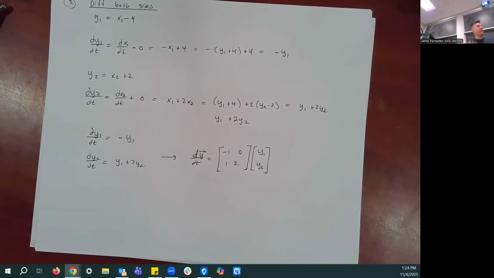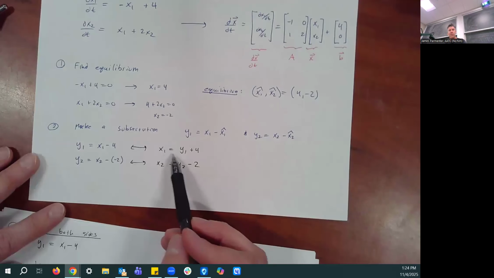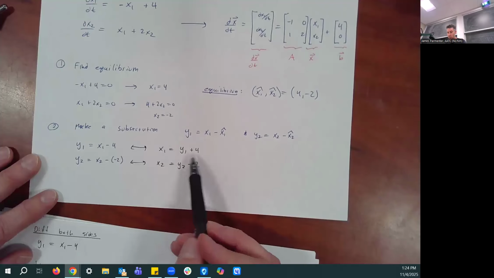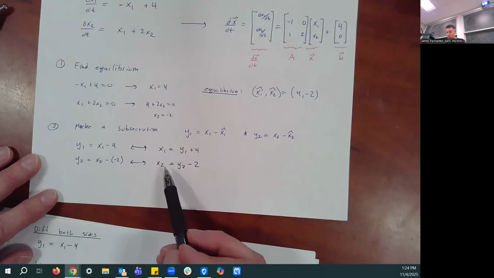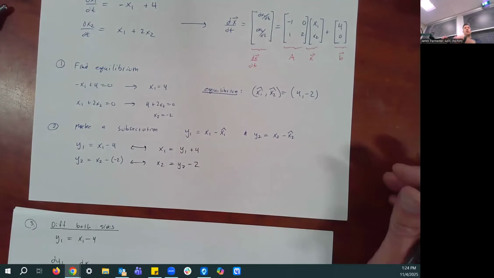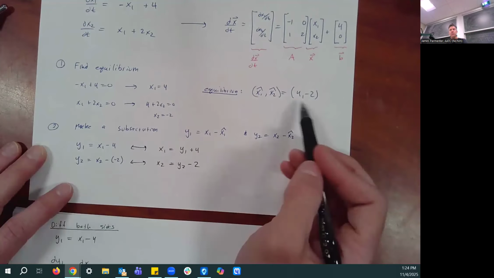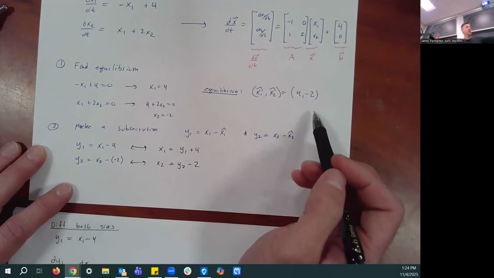Then after we solve this system, we can go back and rewrite what the x's are, because whatever y1 is, x1 is y1 plus 4, and whatever y2 is, x2 is y2 minus 2. Essentially, we take our general solution to this other system and add on the equilibrium to it. That's all there is to it, really.